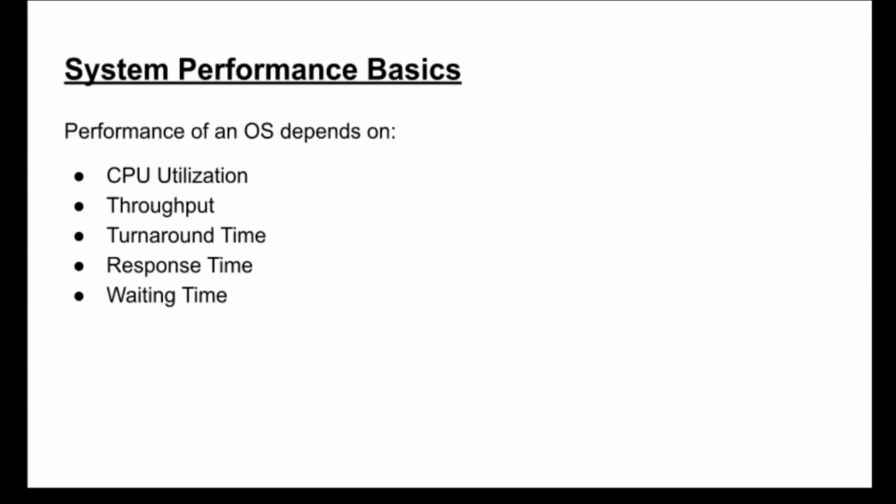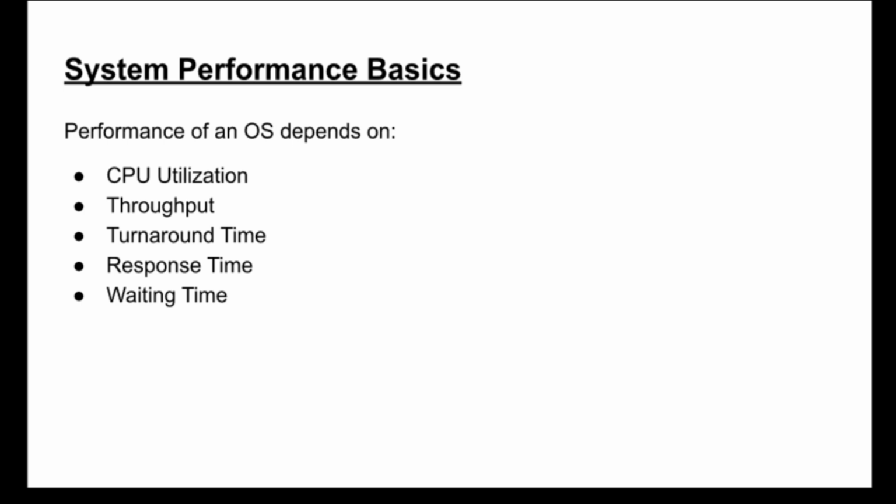So now let's look at the performance, system performance. Okay, system performance tells us how efficiently an operating system is functioning. There are several important parameters used to measure this, like CPU utilization, throughput, turnaround time, response time, waiting time. Let's look into everything in detail.